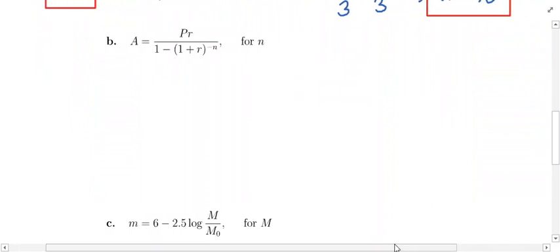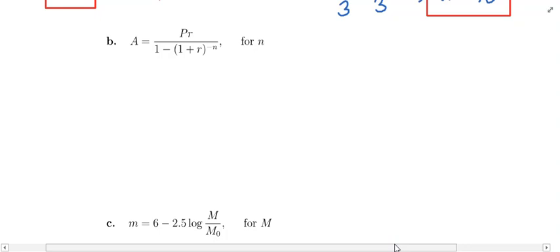We have this equation, it has several variables. This is actually a financial equation. We have A equals P times R over 1 minus (1 plus R) raised to the negative n power. P is the principal, the amount of money you might invest in an account. R is the interest rate. A is the account balance. N has to do with the time that the money is invested.